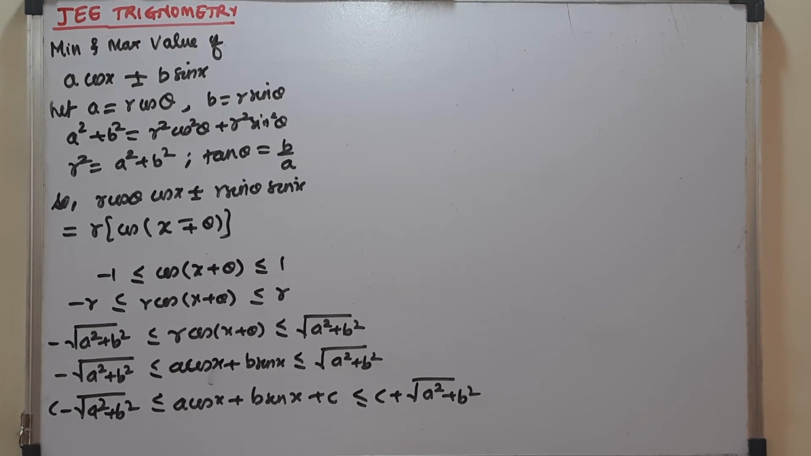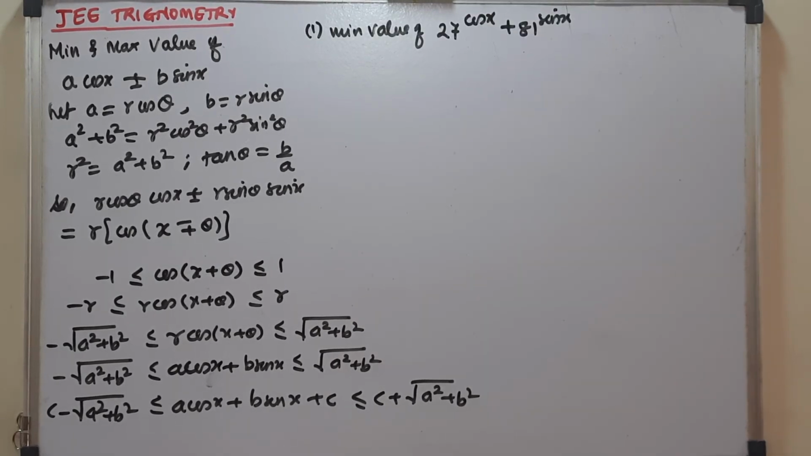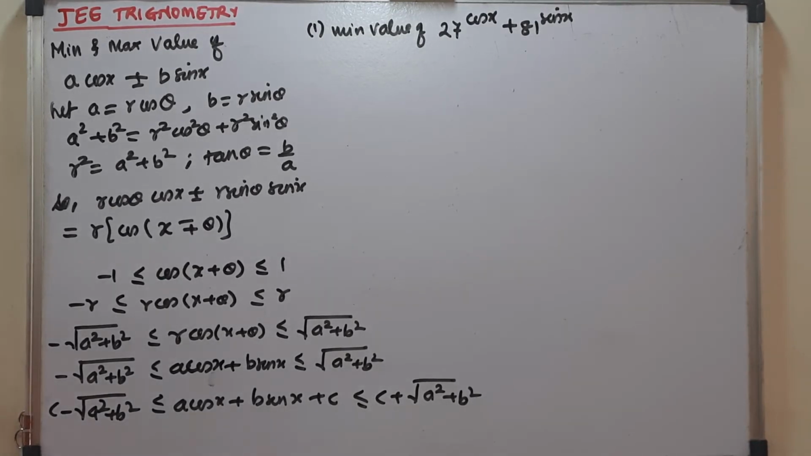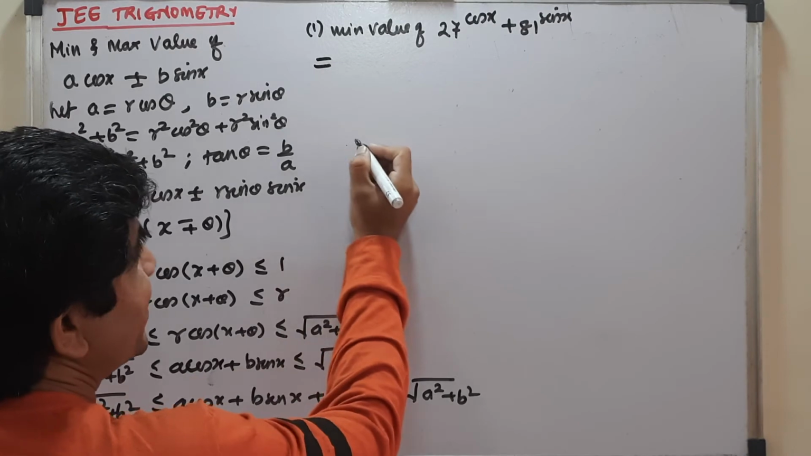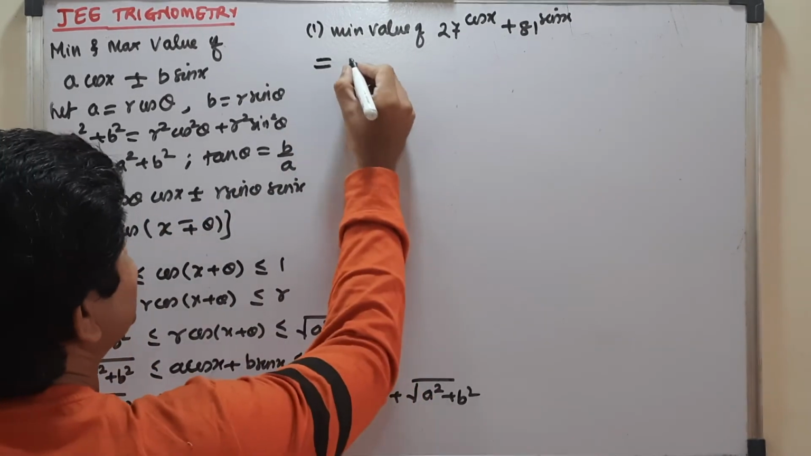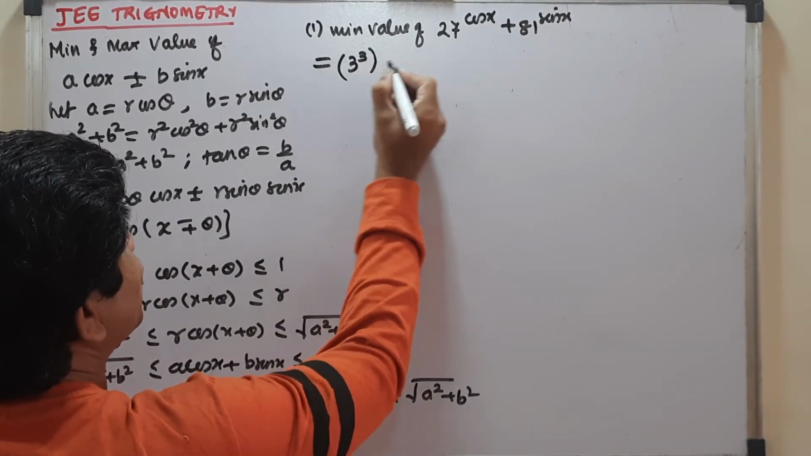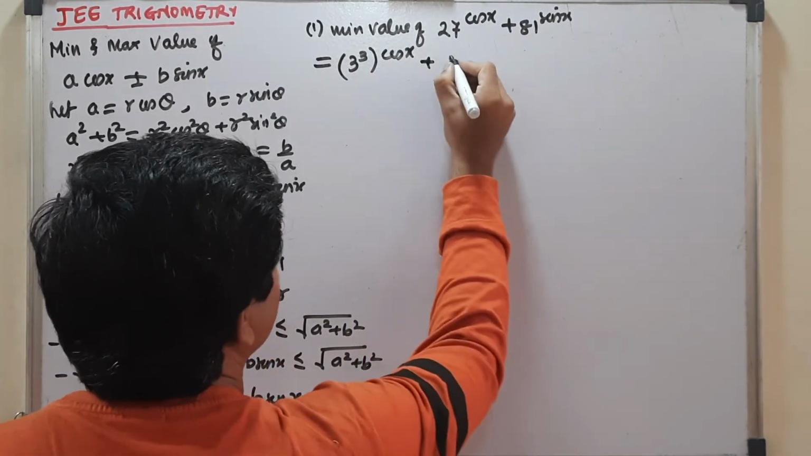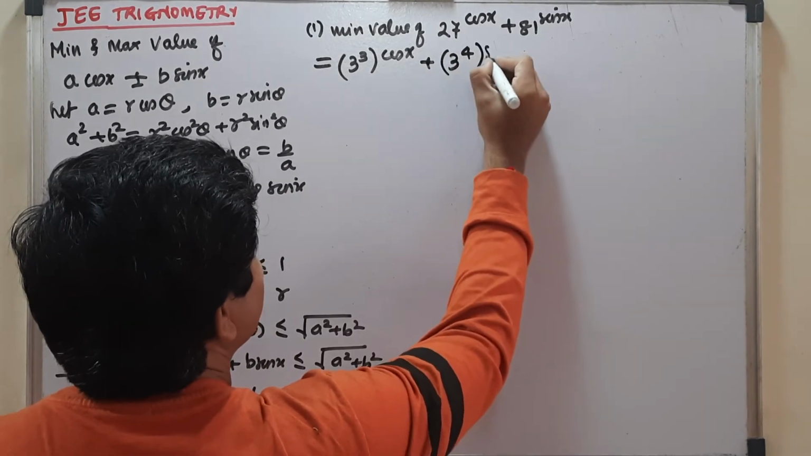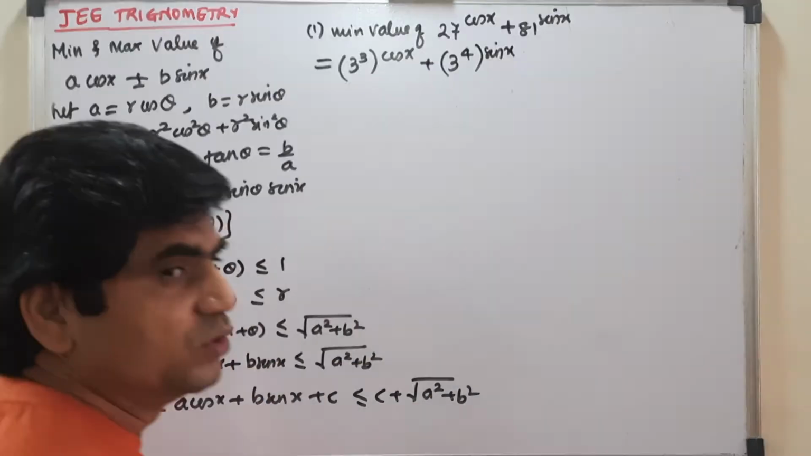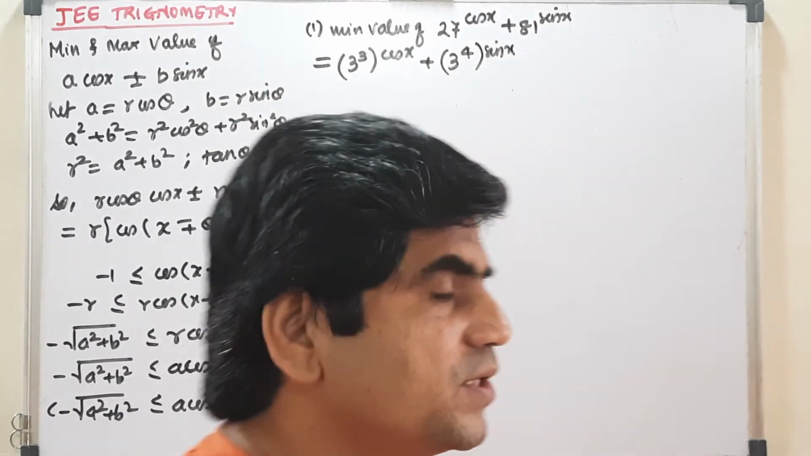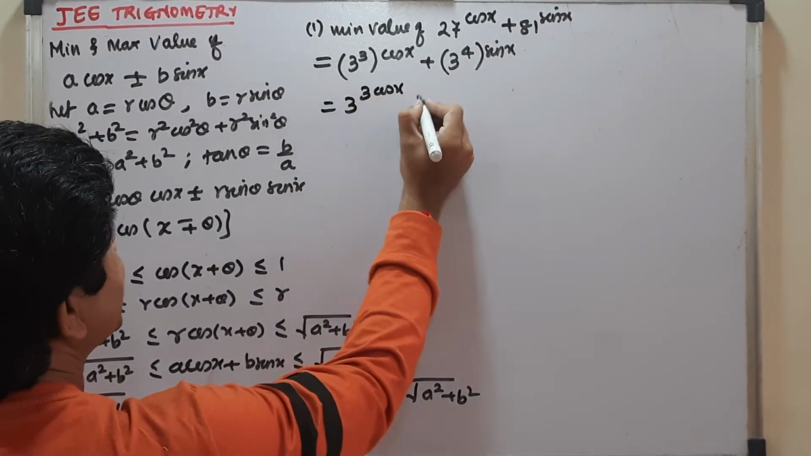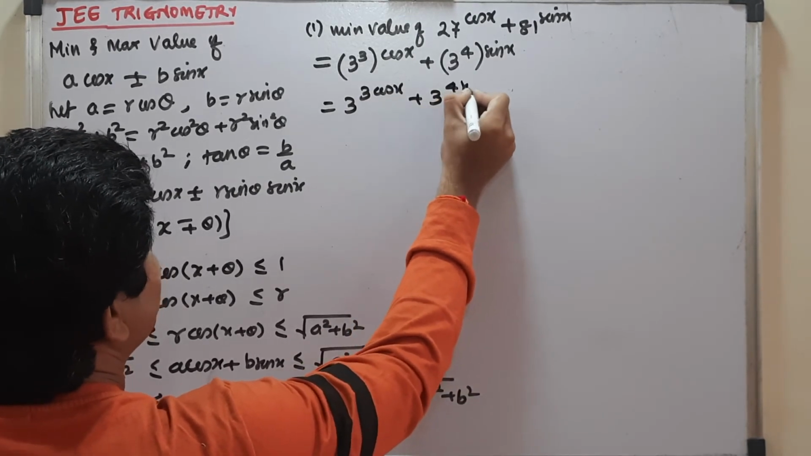Let us do at least one question to understand it. As per the question on the board, the minimum value is asked, and you can find the maximum value also. So 27 raised to cos x, I can write as 3 cube raised to cos x. I am trying to convert it into a common base. And the other is 3 raised to 4 sin x. Am I correct? 3 into 3 into 3 into 3, correct. So this becomes 3 raised to 3 cos x plus 3 raised to 4 sin x.